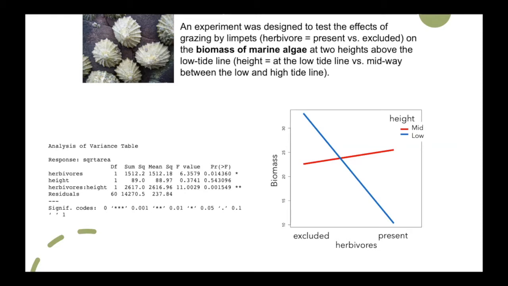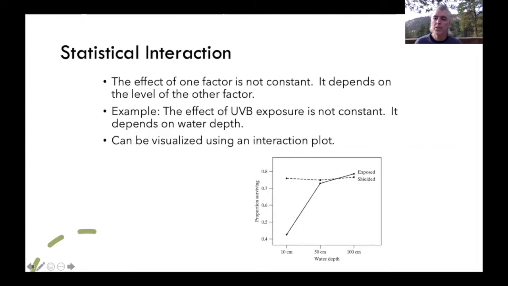So this two-factor ANOVA then allowed us to test the influence of herbivores and location on the biomass of algae, but also to test the statistical interaction between these two factors that tells us that the effect of herbivores is not constant. It depends on which location we're talking about. Now, statistical interactions can get quite complicated. And so if you're ever in a pickle for explaining what a statistical interaction means, remember this basic description: when we have a statistical interaction, the effect of one factor is not constant. It depends on the level of the other factor.